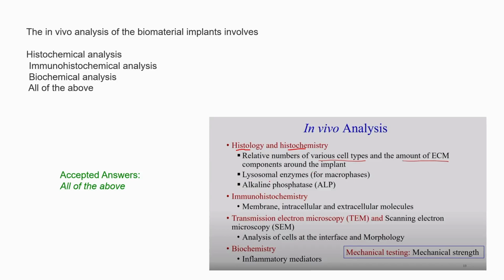Lysosomal enzymes, alkaline phosphatases, all these things can also give us information about the interaction of the tissue with the implant. Immunohistochemistry, morphological analysis with transmission electron microscopy and scanning electron microscopy, or biochemistry, or mechanical testing as well. So all of these tests can help us in vivo analysis of the biomaterial implant.